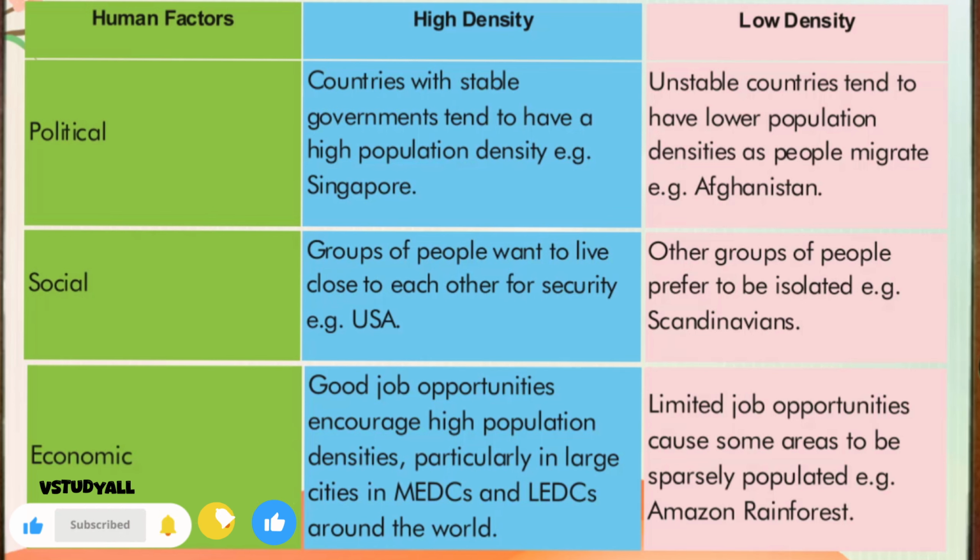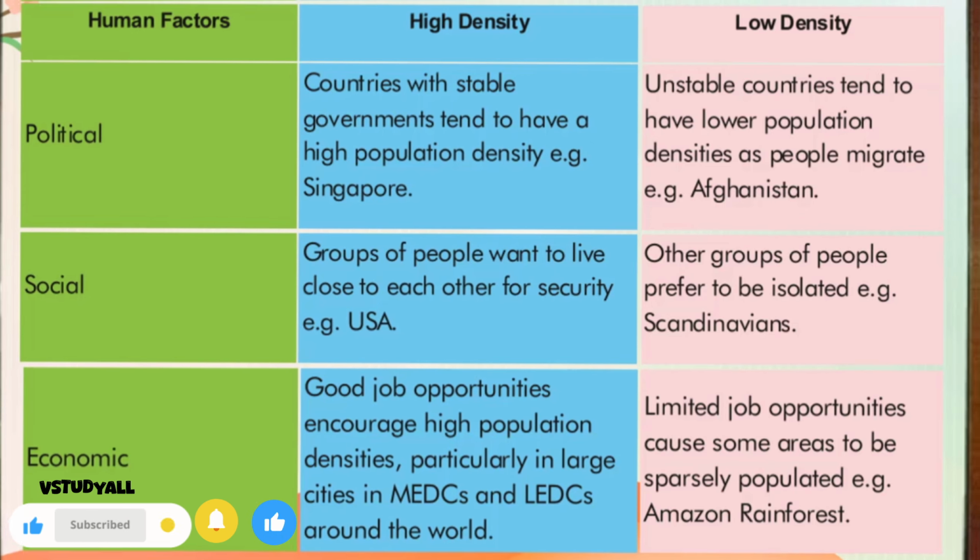Human factors. Political: countries with stable governments tend to have a high population density. Example, Singapore. Unstable countries tend to have lower population densities as people migrate. Example, Afghanistan. Social: groups of people want to live close to each other for security. Example, USA. Other groups of people prefer to be isolated. Example, Scandinavians. Economic: good job opportunities encourage high population densities, particularly in large cities, in MEDCs and LEDCs around the world. Limited job opportunities cause some areas to be sparsely populated.